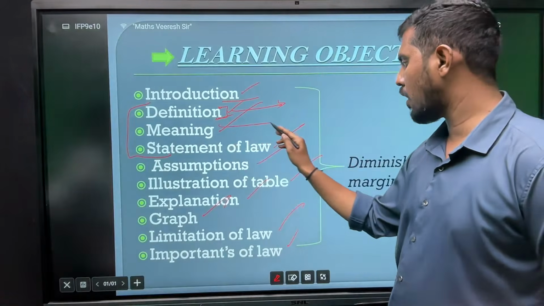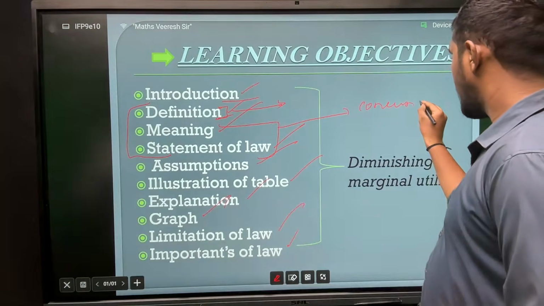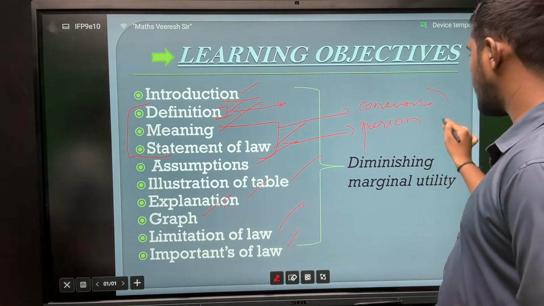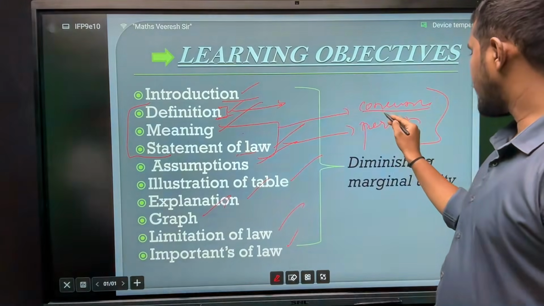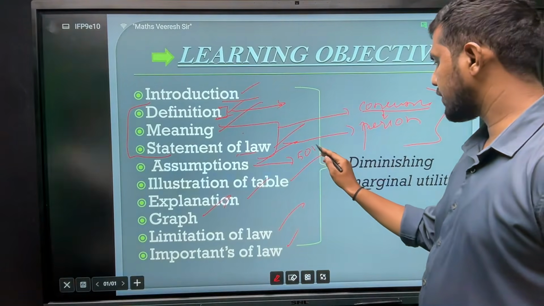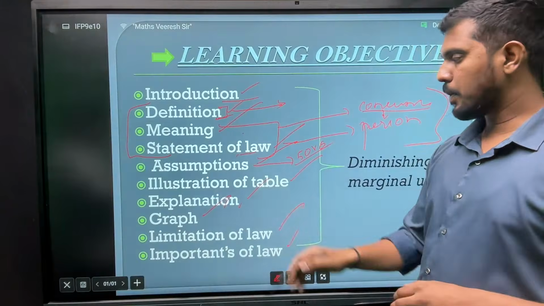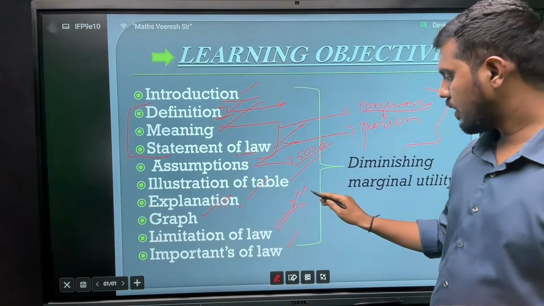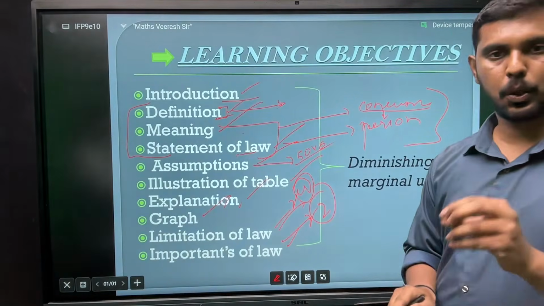In the meaning and the statement of the law, you just have to change consumer and person. Remember these two words: in the meaning, write consumer, and in the statement, change it to person. Next, assumptions you can write 5 to 6. Illustration of table I'm going to explain, along with the explanation and graph. Limitation, write only 4, and importance of the law only 2.